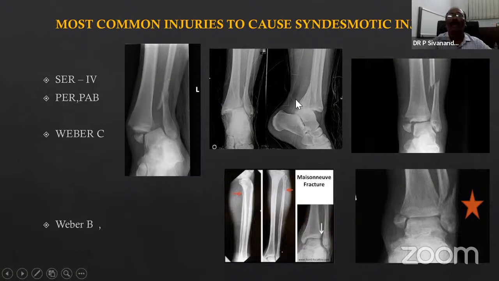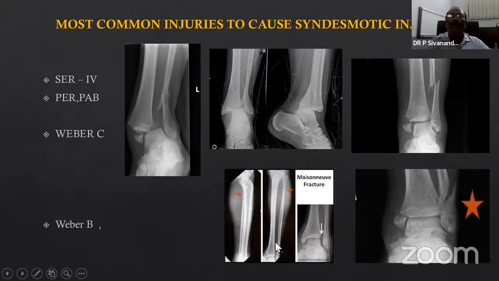And don't underestimate the posterior malleolus. The posterior malleolus is connected with the posterior inferior tibiofibular ligament along with the fibula, which is a very, very strong construct. It constitutes 50% of the load that is transmitted through this particular ligament. It is holding it. So once it is not properly addressed, definitely it will lead to syndesmotic problems. So never forget that.